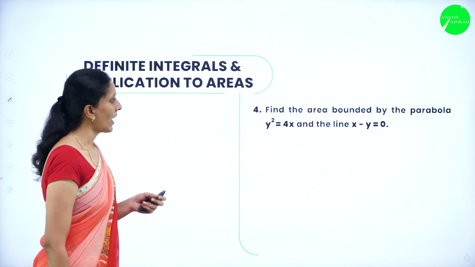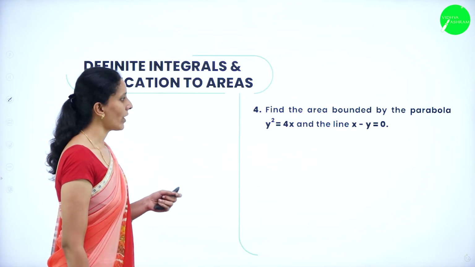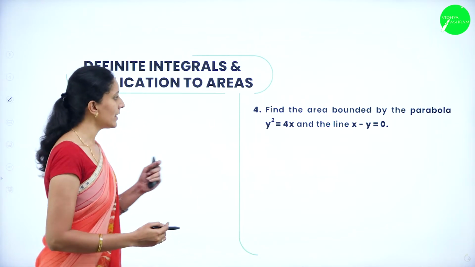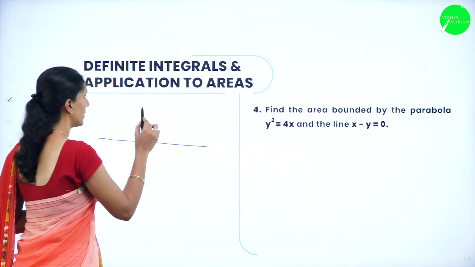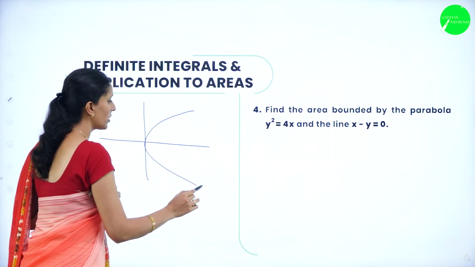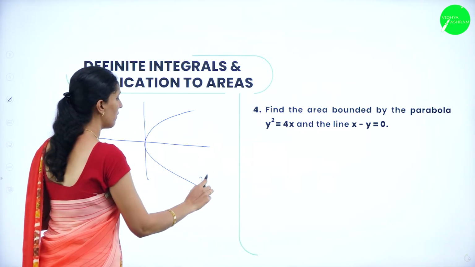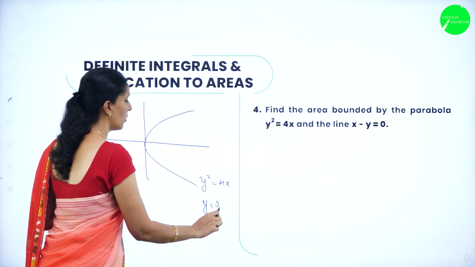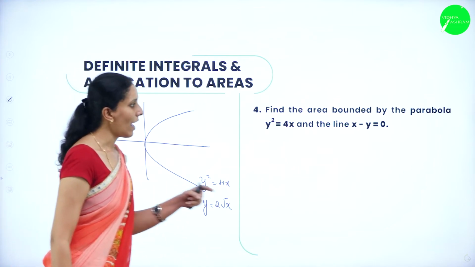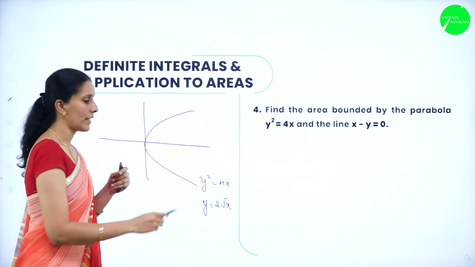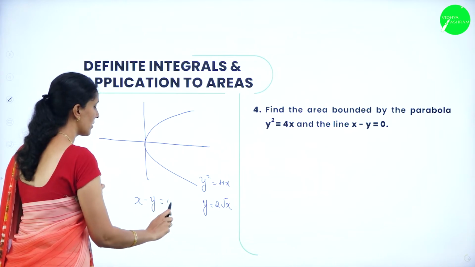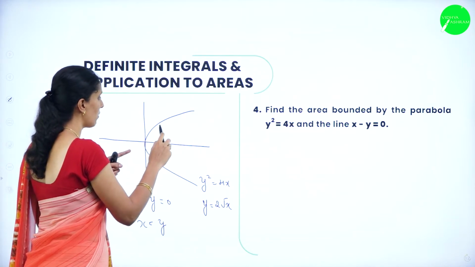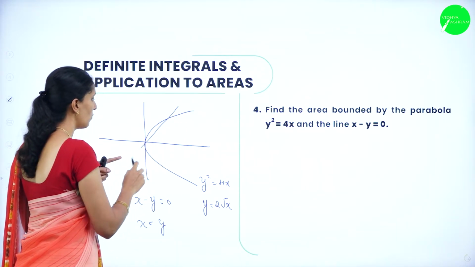Next question. Find the area bounded by the parabola y square is equal to 4x and the line x minus y is equal to 0. So clearly y square is equal to 4x means it's a parabola symmetric about the x-axis. So this is your curve, y square is equal to 4x. So if y square is equal to 4x, then y is equal to 2 root x. So we have the line x minus y is equal to 0, which means x is equal to y. So therefore x is equal to y means you will get the line like this.